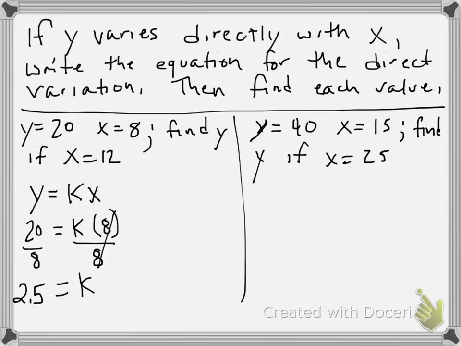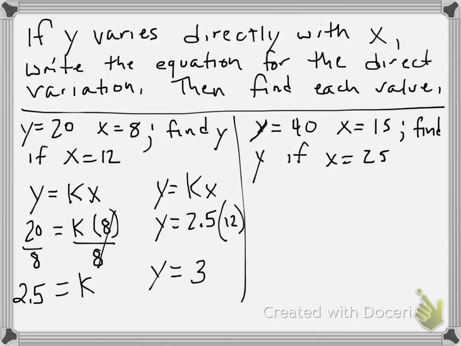So we'll just set our equation up again and plug in the values that we know. Now we don't know y, it's asking us to find that. Do we know k? Well, yes we do. K is 2.5 in this case, so y is equal to 2.5 times x. Well, x, they're telling us, is 12. So 2.5 times 12 will give me the value for y. 12 times 2.5 is 30. So in this case, y equals 30.